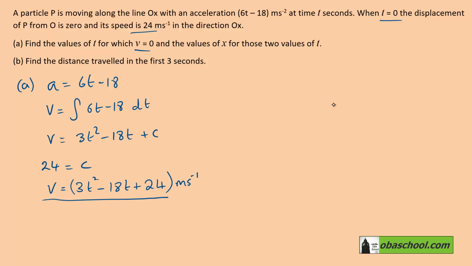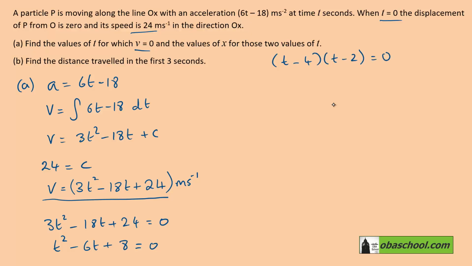Now, we want when v is 0. So that's 3t squared minus 18t plus 24 equals 0. Dividing through by 3 gives me t squared minus 6t plus 8 equals 0. We can factorize that to t minus 4, t minus 2 equals 0. So t equals 4 seconds or t equals 2 seconds.